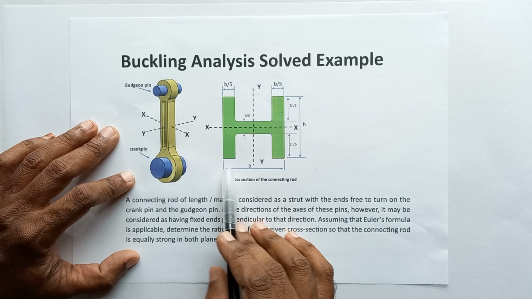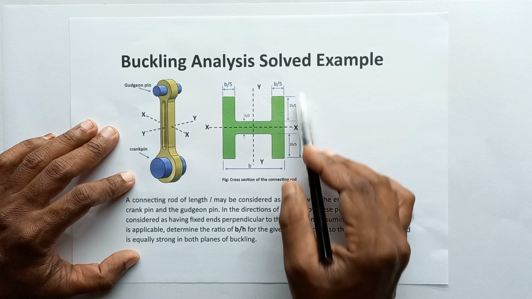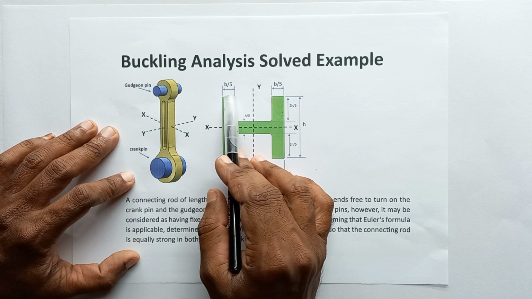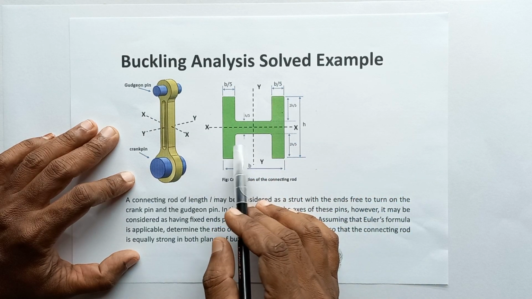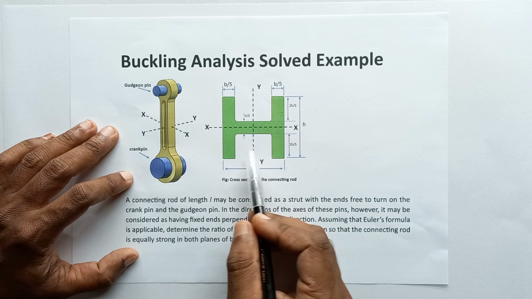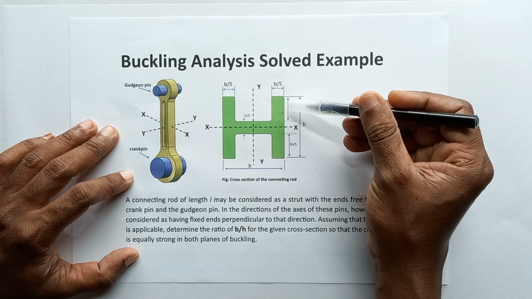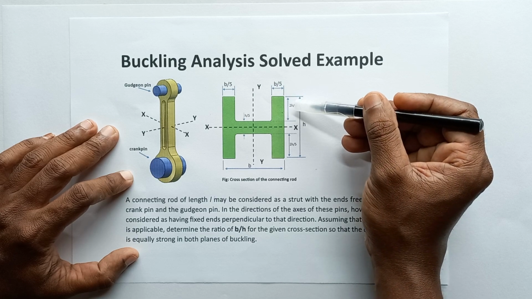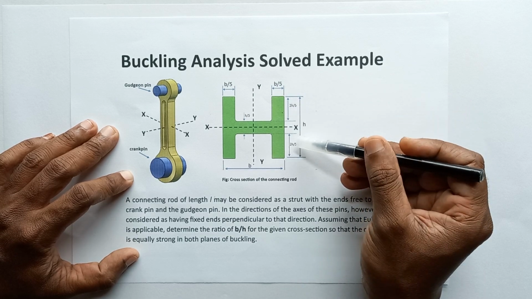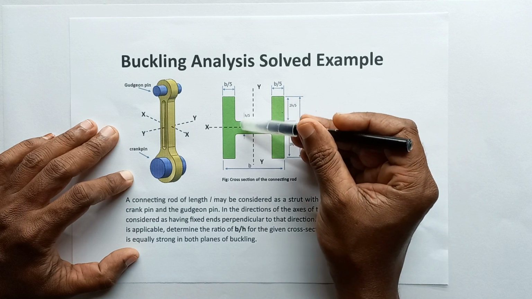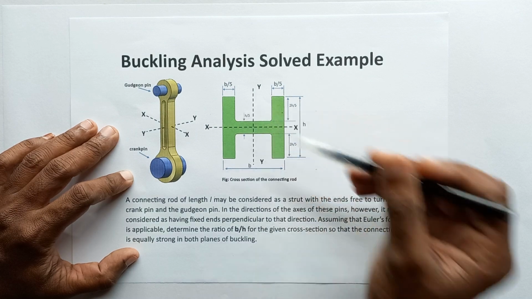Here you can see the length is equal to B, the height is equal to H, then this thickness is B divided by 5, B divided by 5, this length is equal to 3B divided by 5. Then this height is also given as 2H divided by 5, then this one is 2H divided by 5, so then the thickness of the web is equal to H divided by 5.